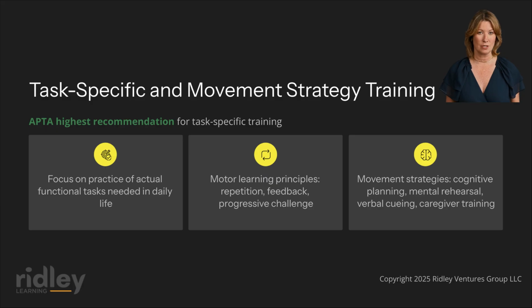The motor learning principles underlying task-specific training have particular relevance in Parkinson's disease, where implicit motor learning processes are impaired while explicit learning remains relatively preserved. Task-specific practice with explicit instruction and feedback may engage preserved explicit learning mechanisms to compensate for impaired implicit learning.